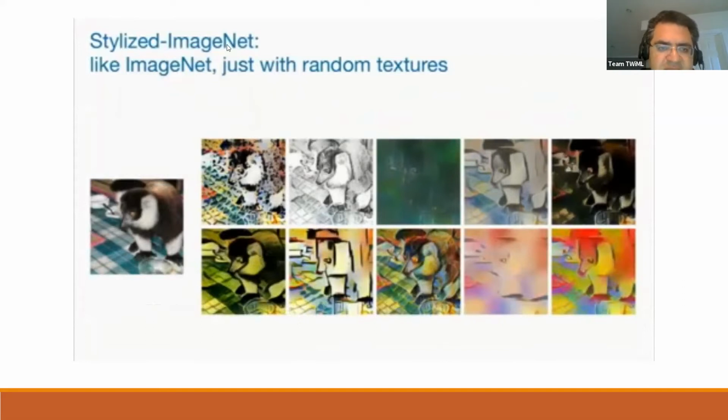It's called Stylized ImageNet. Okay, so this is the original image on the left, and what they did is they replaced the texture with random stuff, right? So you're basically getting rid of the texture, but in all these images you can see, in most of them at least I can say that there's a dog present, right? And so they've created this Stylized ImageNet with random textures, and this data set is available online. Okay, so I think that they made it public.